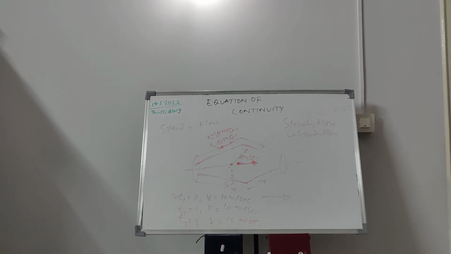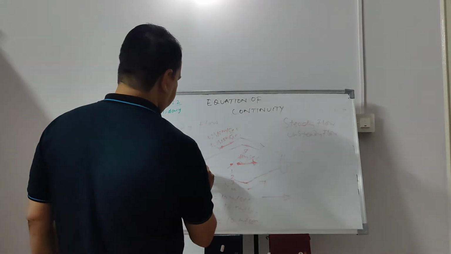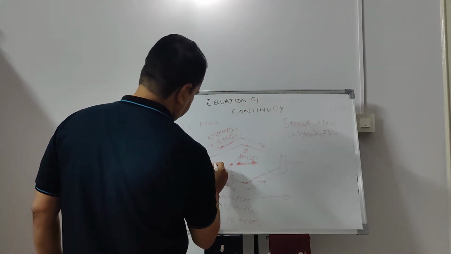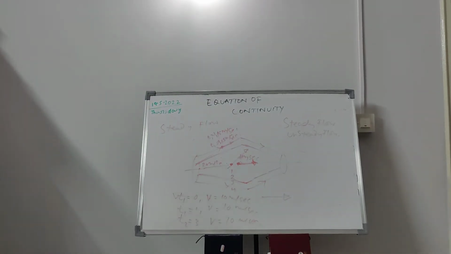It does not mean that the velocity at different points in space is the same. So at any point it is the same. See, here it can be 10, here it can be 20. So at all points the velocity is not the same. At a given point the velocity is the same. Okay.